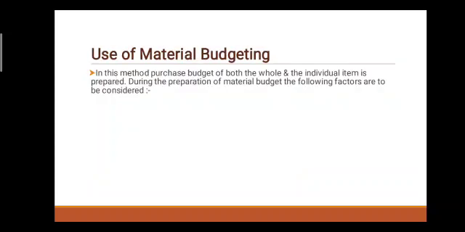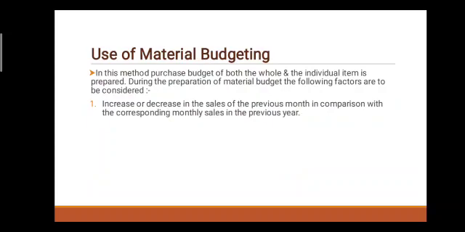Next point, use of material budgeting. In this method, purchase budget of both the whole and the individual item is prepared. During the preparation of material budget, the following factors are to be considered. First, increase or decrease in the sales of the previous month in comparison with the corresponding monthly sales in the previous year.